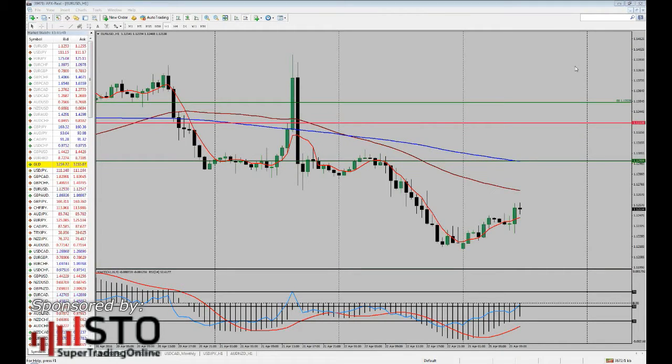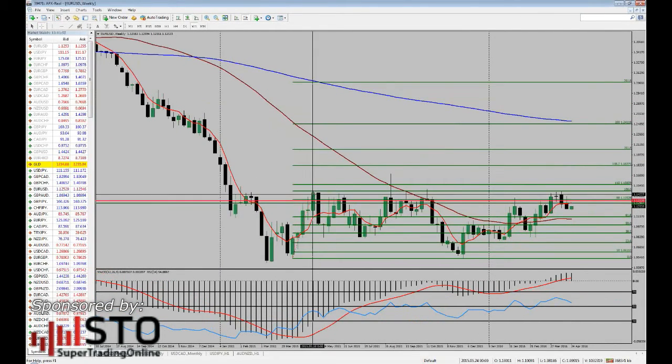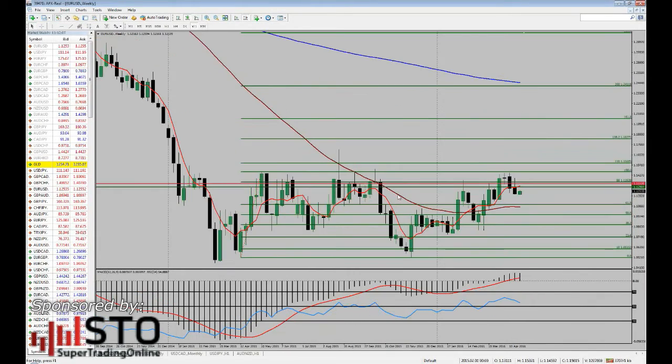One of the questions is, are these levels from the weekly Fibonacci levels? Yes, they are all from the weekly Fibonacci. As you can see, we draw the Fibonacci from the highest high of the week of May the 10th last year to the lowest low of the week of April the 12th last year. All these levels that we are giving are just on the weekly time frame, so it's not on hourly or so.